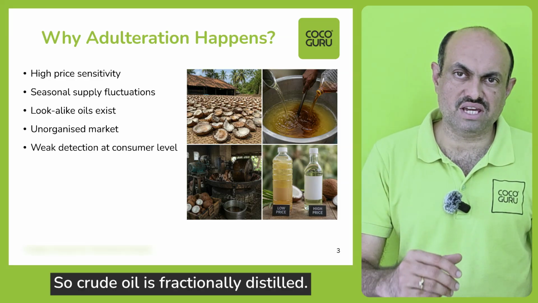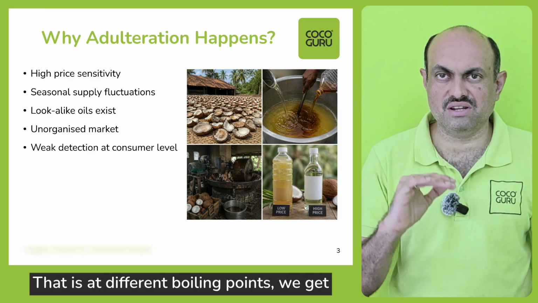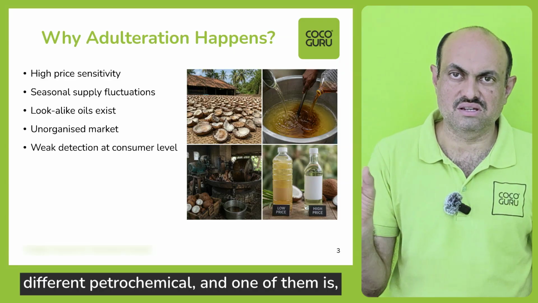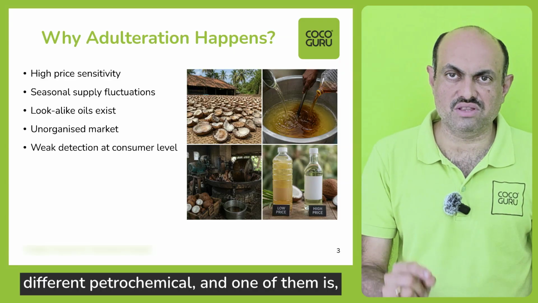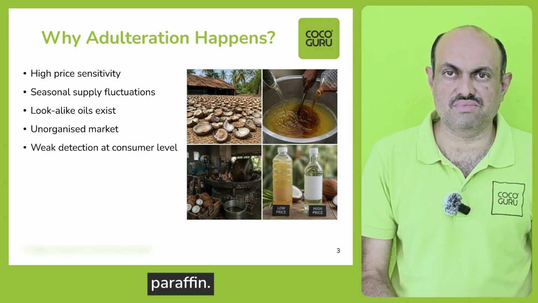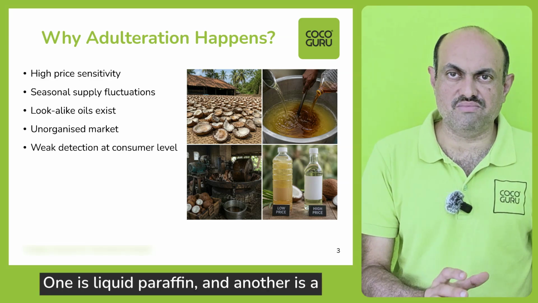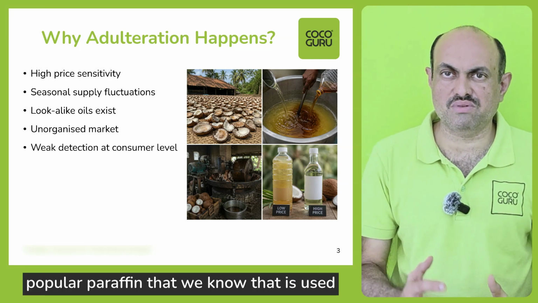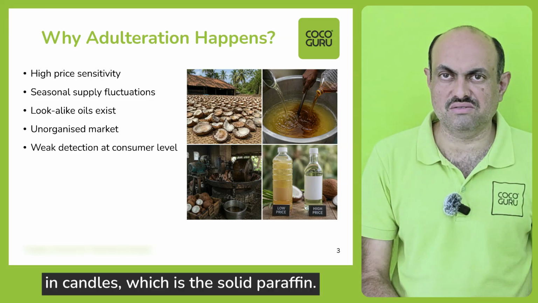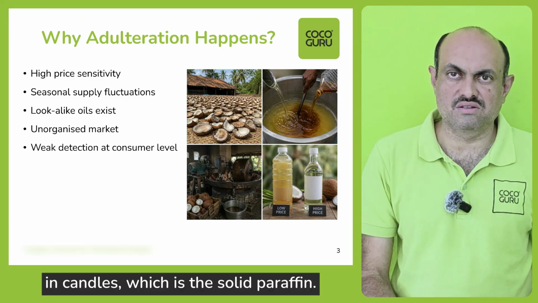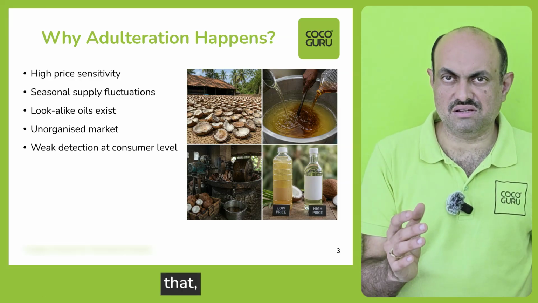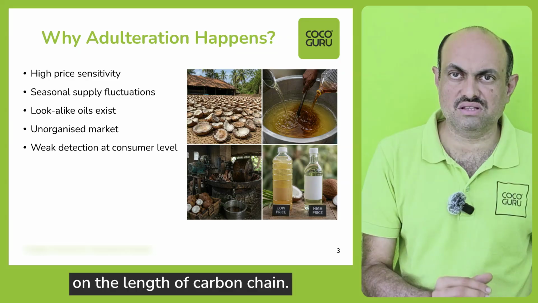So crude oil is fractionally distilled. That is, at different boiling points, we get different petrochemicals, and one of them is paraffin. Now, paraffin is of two types. One is liquid paraffin, and another is the popular paraffin that we know that is used in candles, which is the solid paraffin. That classification is done based on the length of the carbon chain.